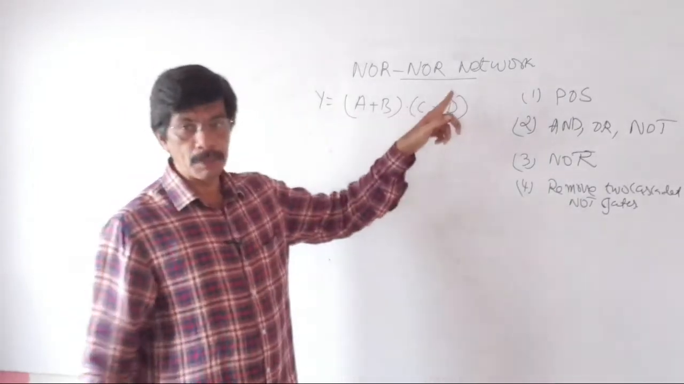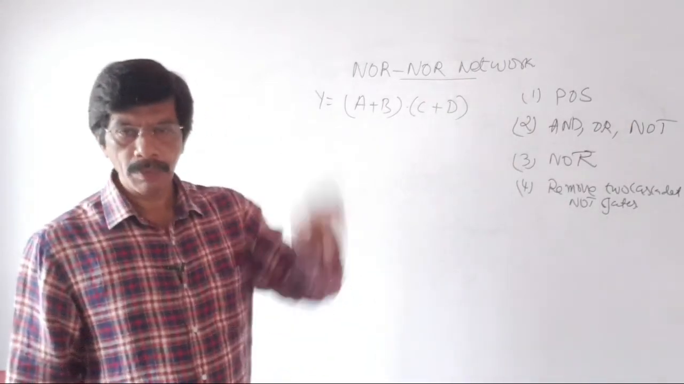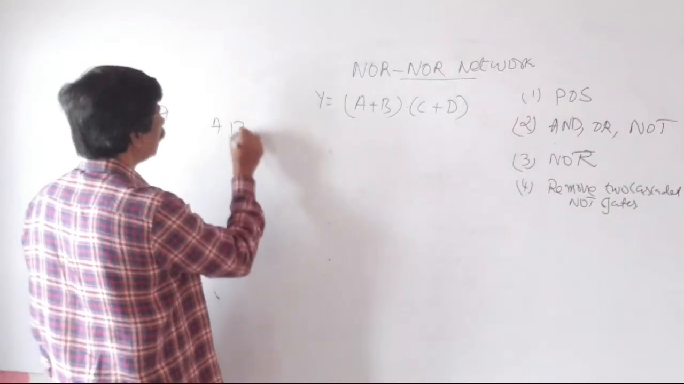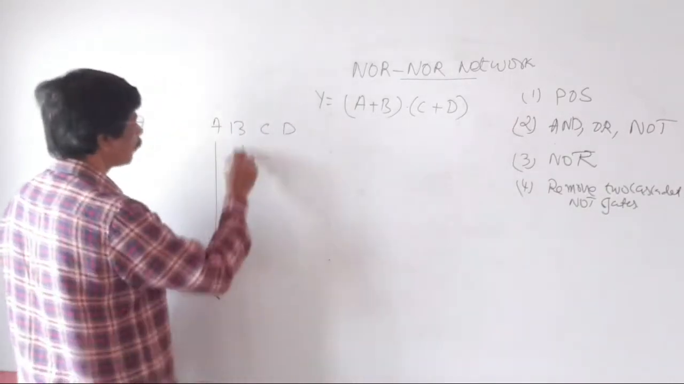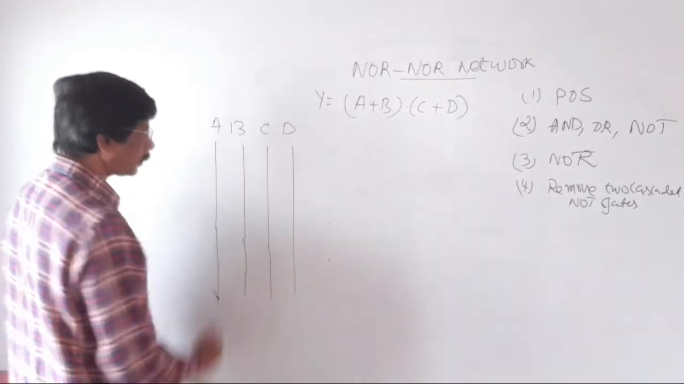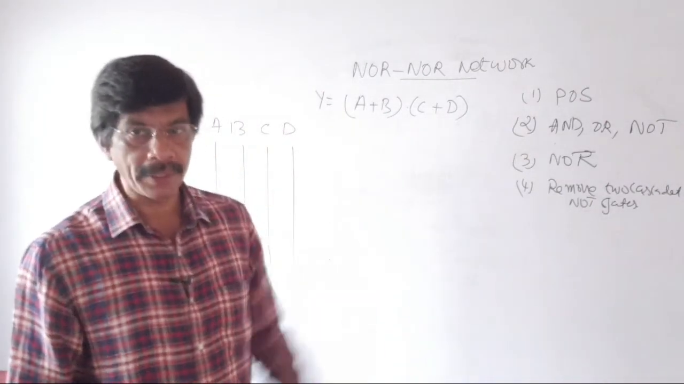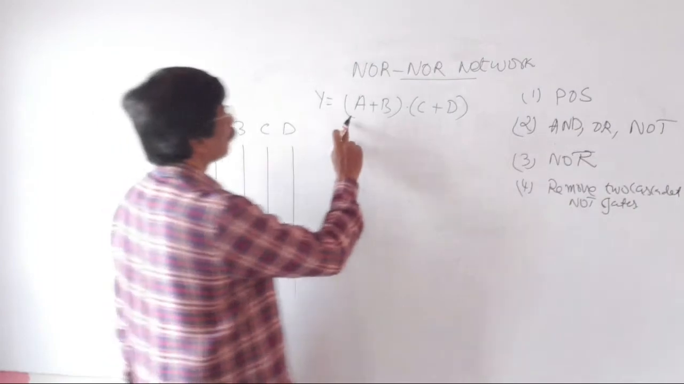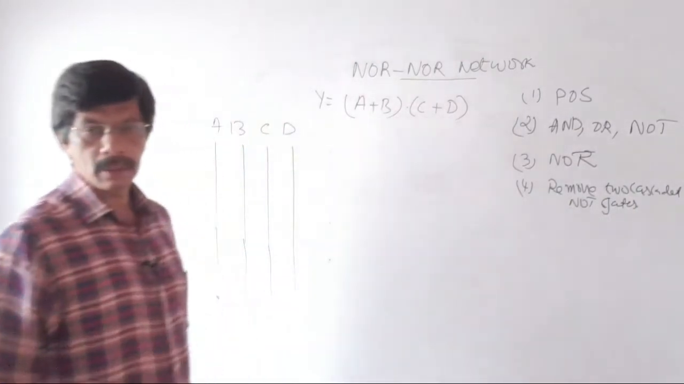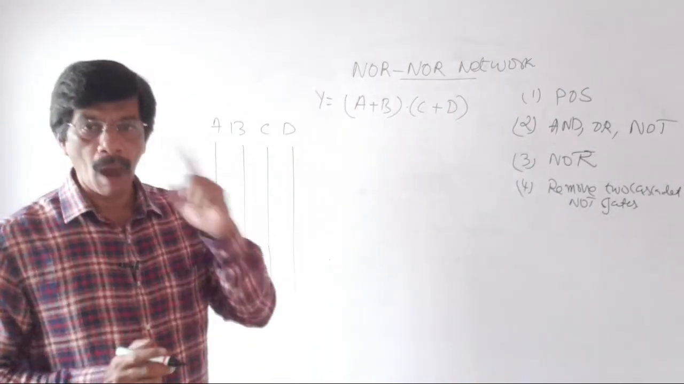Because of 4 variables A, B, C, D, you have to draw 4 input lines A, B, C, D. Here there is no complement, therefore no need of putting NOT gate here. So you take the first term A plus B. The A plus B is obtained with the help of one OR gate.